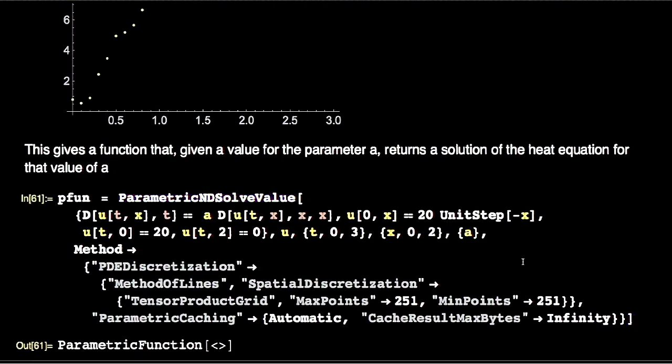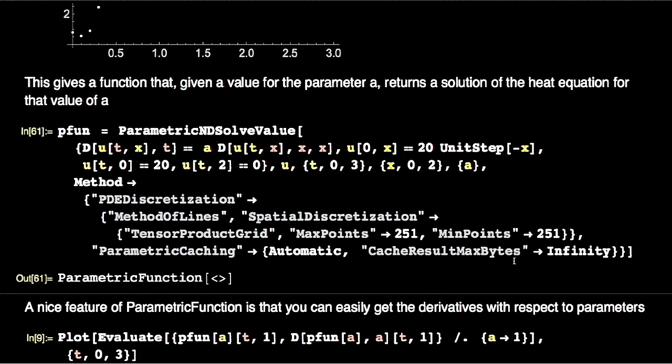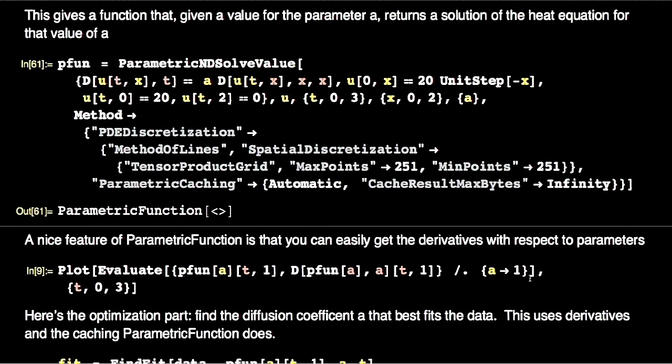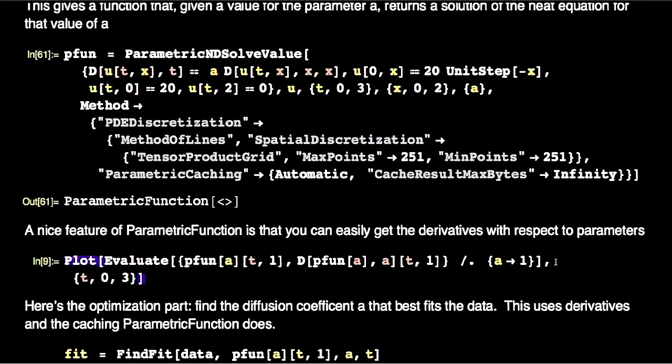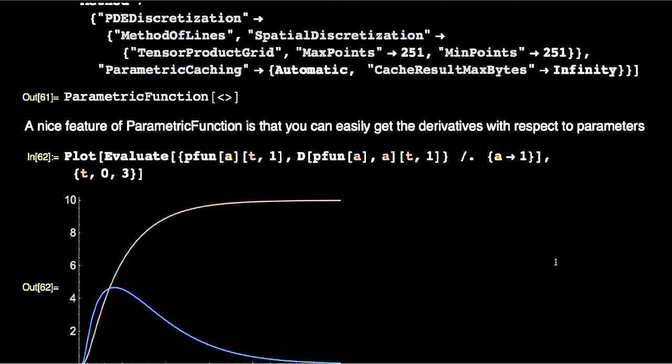So I set up something called ParametricNDSolveValue. I've set some specific options to make the parameter estimation more stable. This parametric function is a differential equation function which depends on a parameter a, which is the diffusion coefficient I'm eventually trying to find. I can plot this function, and something the parametric function provides is neat. A parametric function is a function that produces a function, an approximate function. I can plot not only the function as a function of t, but its derivative as well. So it's automatically computing what are called sensitivity computations to do that.